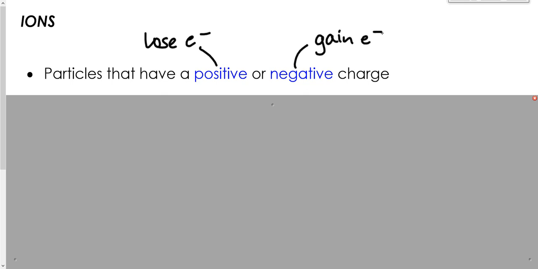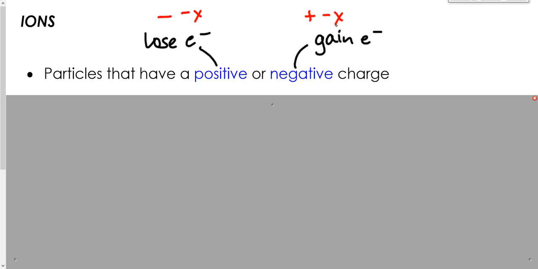Some students remember this by thinking it's the opposite: positive is losing, negative is gaining. What I like to think is that you're going to get a positive answer when you lose electrons, and electrons are negative, so you're losing a negative number. To get something negative, you're adding a negative number.